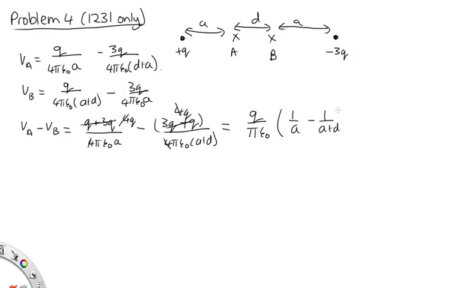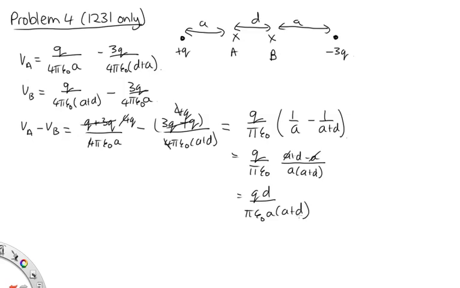And so we can write this as q over pi epsilon naught, common denominator A times A plus D, and then A plus D minus A. So this is equal to QD over pi epsilon naught A times A plus D. So as D goes to 0, we expect VA to go to VB, and so that implies that VA minus VB should be going to 0. And if we put in D equals 0 here, we do get that this is 0, so it is what we expect as D goes to 0.